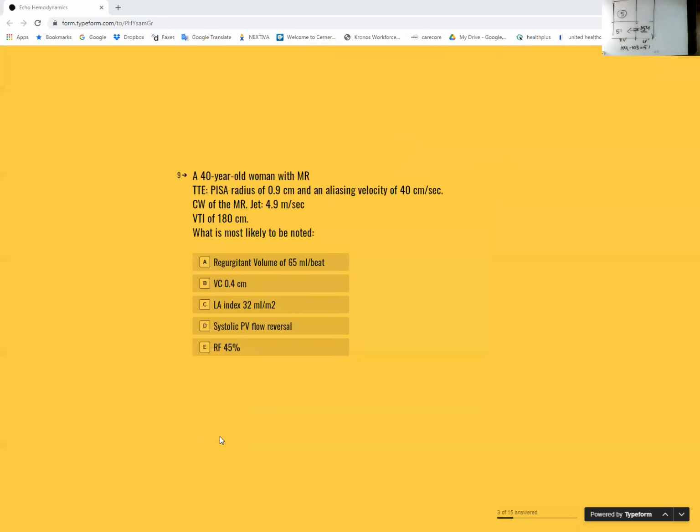Okay, moving on. A 40-year-old woman has mitral regurgitation. She has a PISA radius of 0.9 and an aliasing velocity of 40 centimeters per second. CW of the MR jet is 4.9 meters per second and VTI is 180. It's a two-step question. What is most likely going to be noted? The easiest way to do this is to calculate your ERO and calculate your regurgitant volume. I'll give you guys a minute to do that.